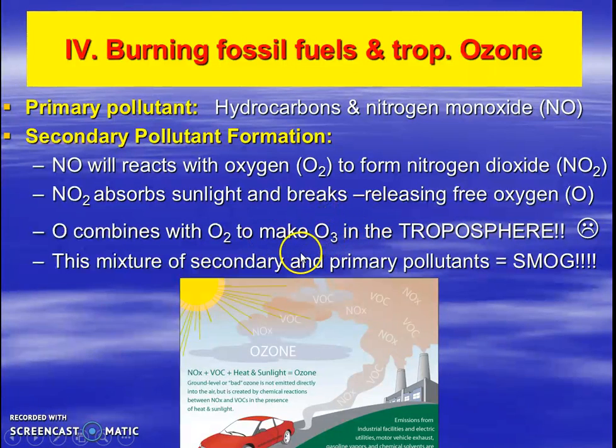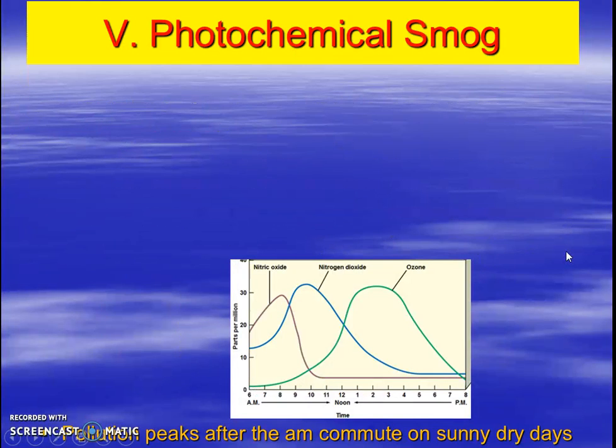O3 is a secondary pollutant in the troposphere. And when we think about this, the mixture of the primary pollutants, those hydrocarbons and the NO, and the secondary O3, we call that smog. So what is this photochemical smog business?